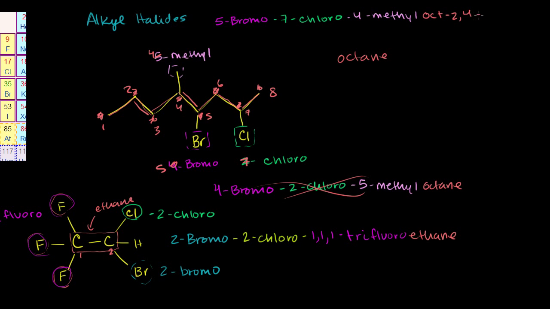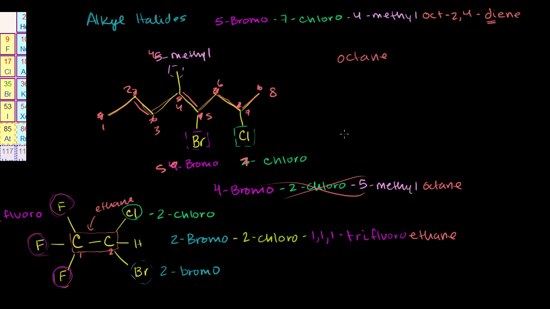I said hept, and I just put an ene. Now that I have 2 double bonds, it's a diene. So you don't want to forget that. That tells us that we have 2 double bonds here, although it's kind of obvious because I'm listing a 2 and a 4, so it's a little bit redundant. So if you have it with these 2 double bonds, we have 5-bromo, 7-chloro, 4-methyl, oct-2,4-diene.